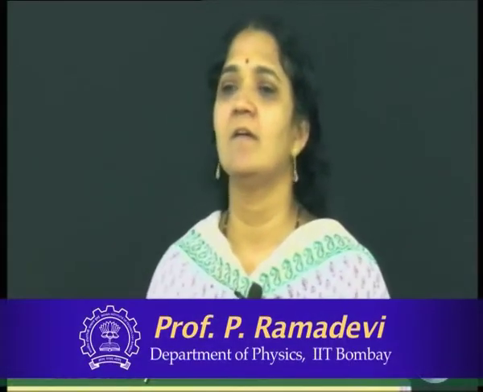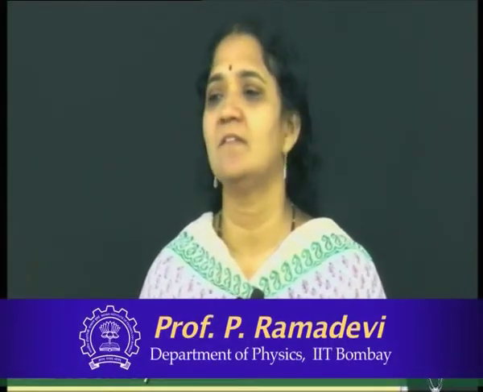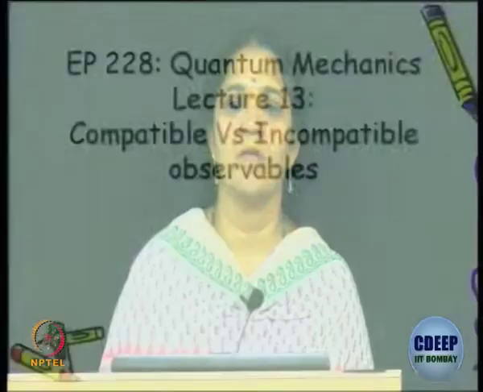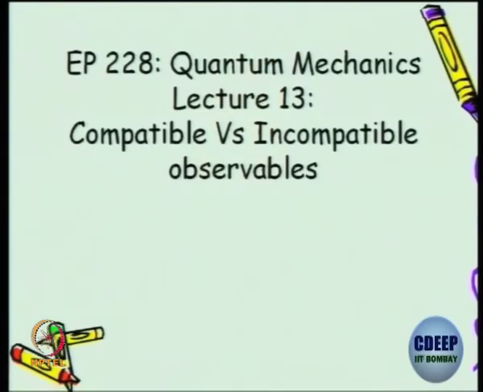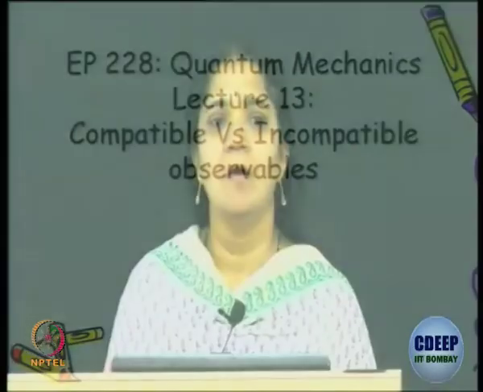So today, let's first recap what we had done in the last few lectures. My theme today will be that even among observables, you can separate them into compatible observables and incompatible observables. This is the theme for today's lecture. Before I get on to this, let's recap some of the things which we know.